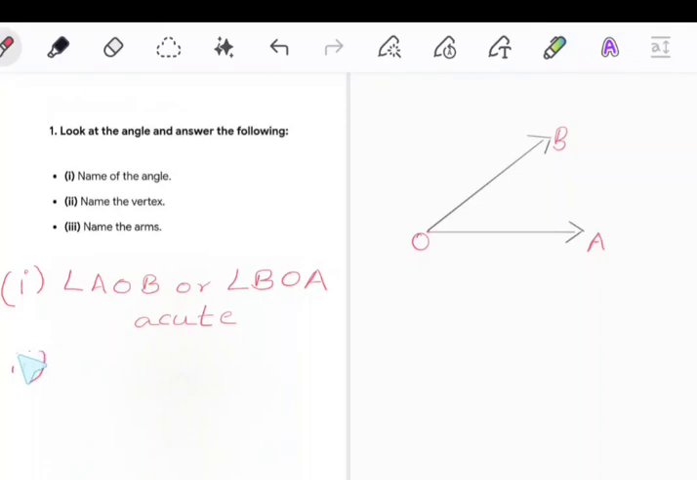Second question, name the vertex. The vertex is the exact point where the two lines meet. So in this figure, the vertex is O. Next question, name the arms. The arms are the two rays that form the angle. Here, they are OA and OB. So we can write arms are OA and OB. Okay.